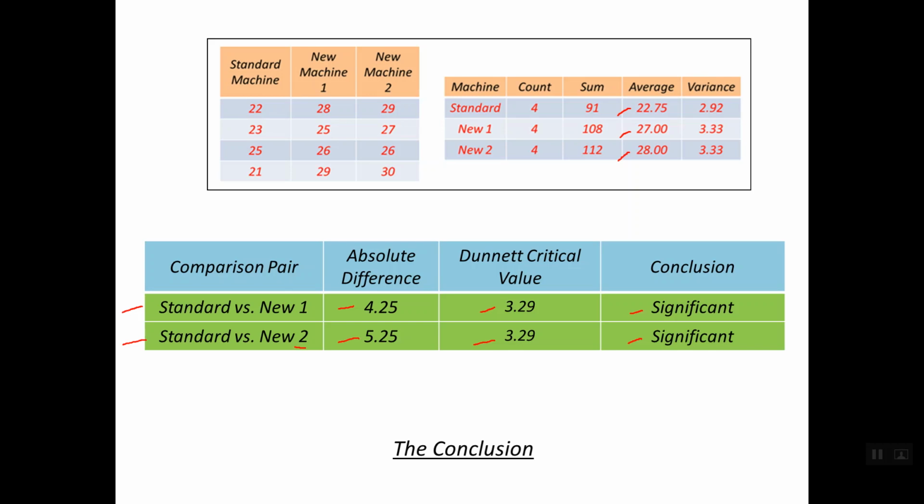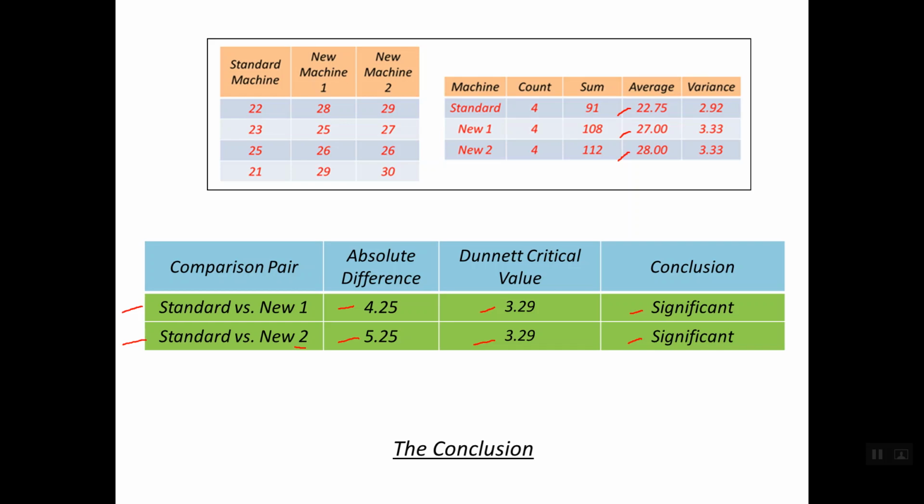Notice that in this type of multiple comparison test, which is the Dunnett test, we don't compare the new machine number 1 with the new machine number 2. Our purpose in adopting this test is to compare the productivity of the two new machines with regard to the standard one, or the control group, which is the standard machine.